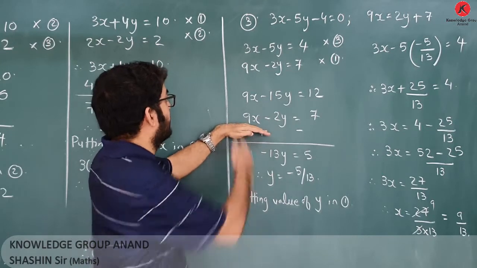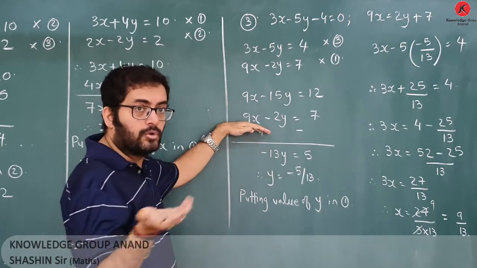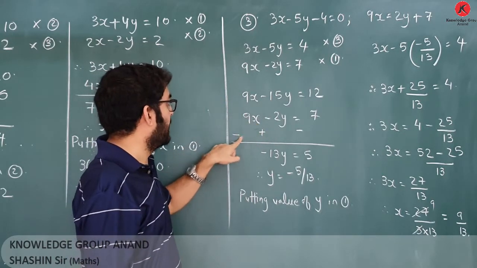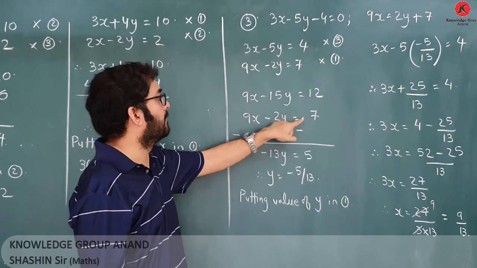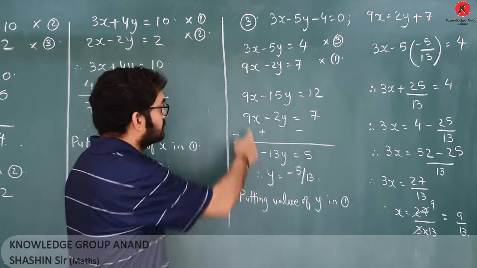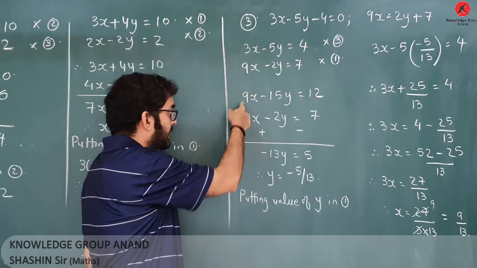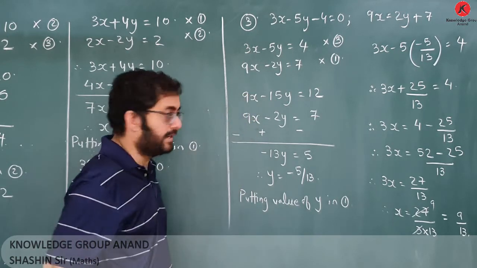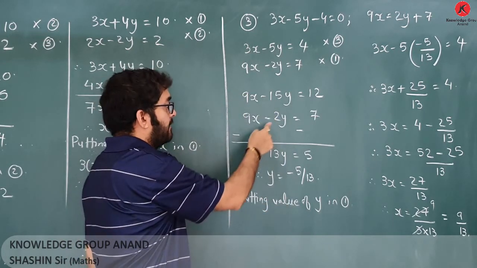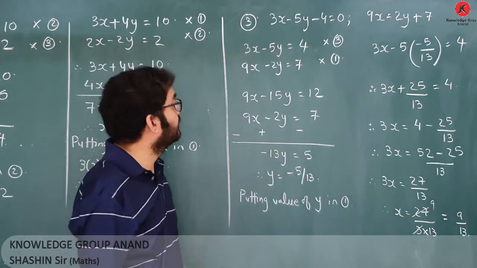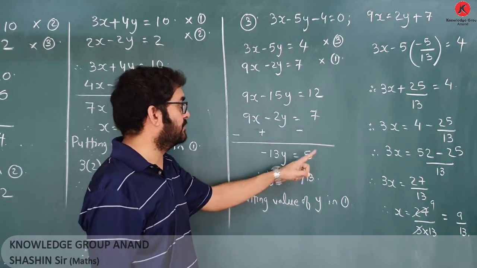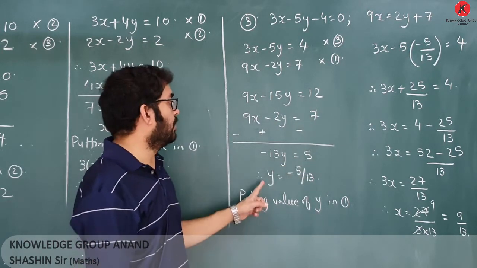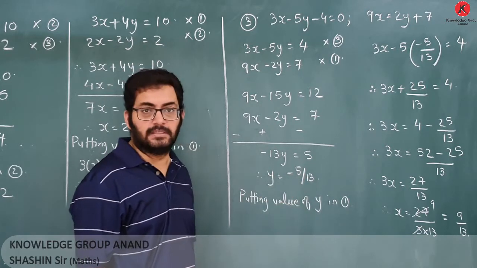Now in both cases there was plus 9x, so I have to change the sign. So plus became minus, minus became plus, and plus became minus. The term with x, that is 9x minus 9x, got eliminated. Now minus 15y plus 2y gives minus 13y, and 12 minus 7 gives me 5. So the value of y is minus 5 by 13.